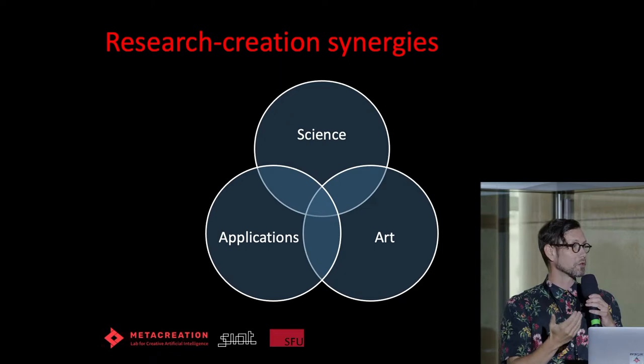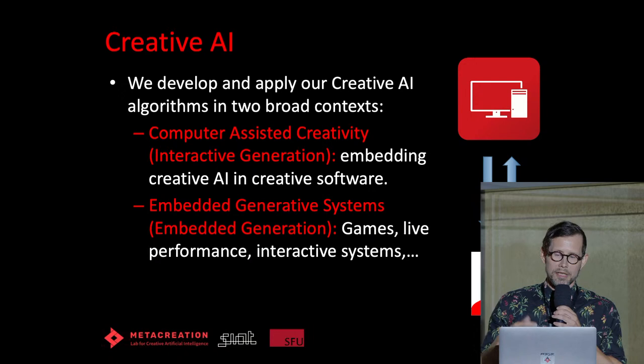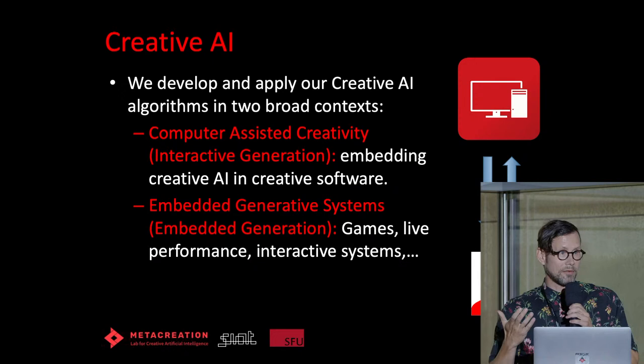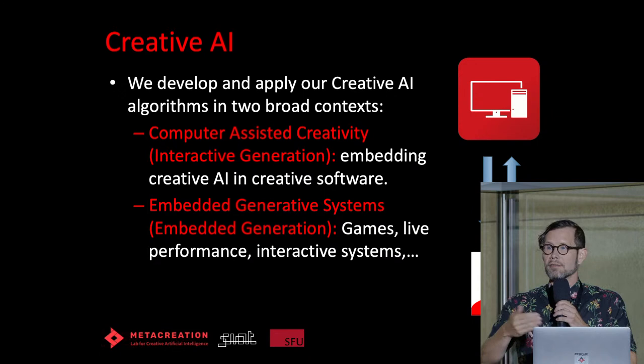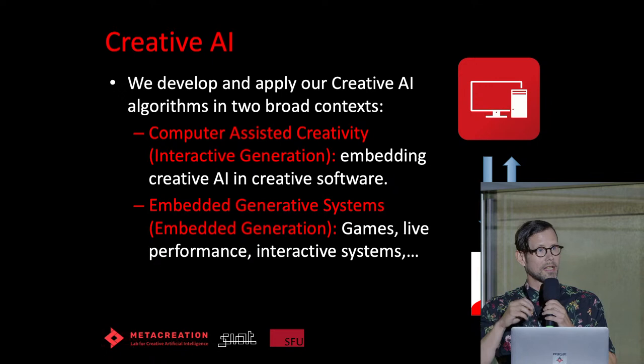So today I'm going to go through two broad categories of creative AI that are out there. The first type of creative AI algorithm application that we find is computer-assisted creativity. The idea of augmenting creative software that is used every day by millions of creative workers clicking on buttons to generate those creative assets that the audience will later consume. So that's computer-assisted creativity. We want to embed the AI to augment the software with generative capabilities.